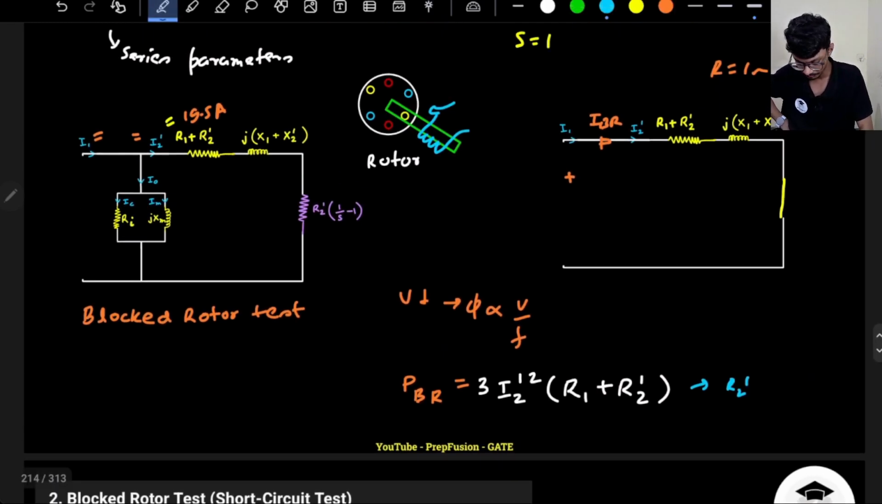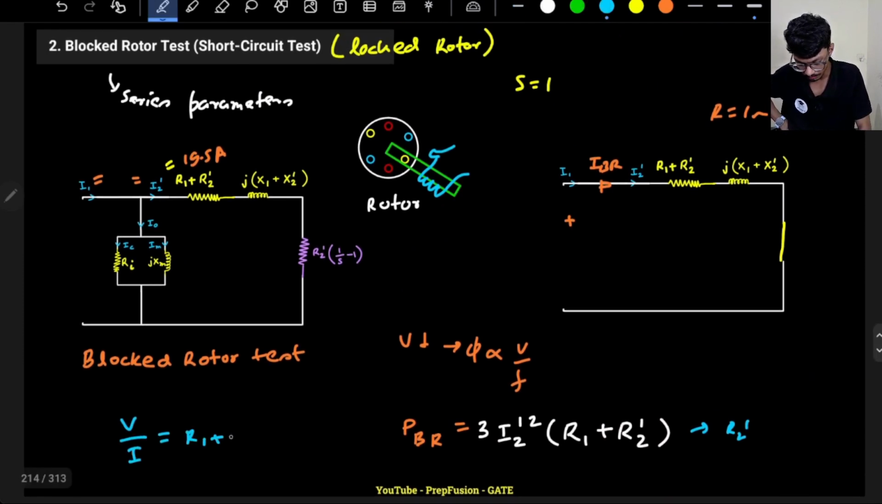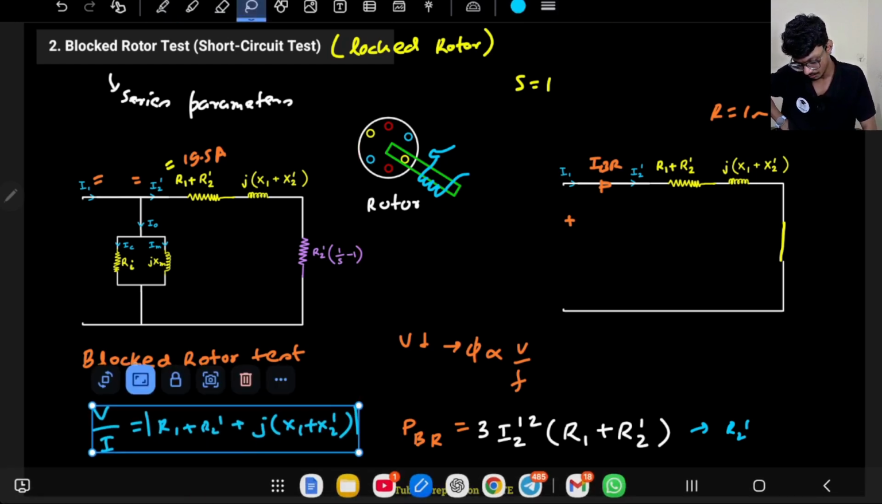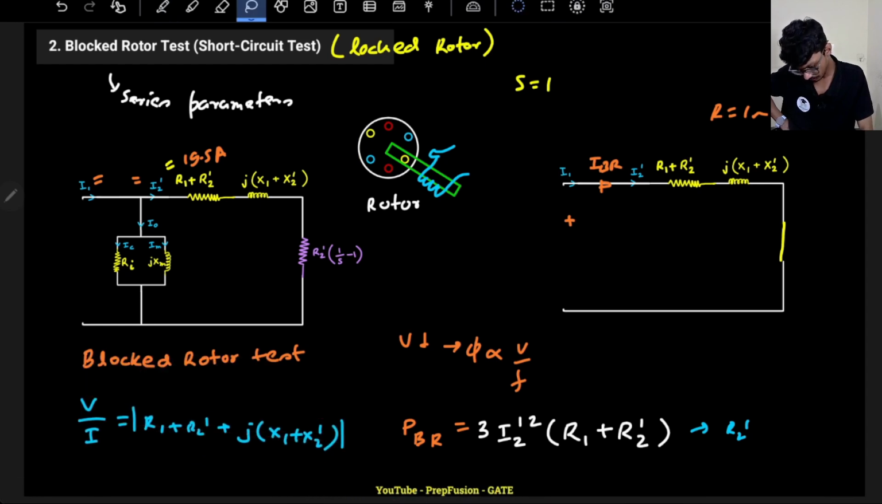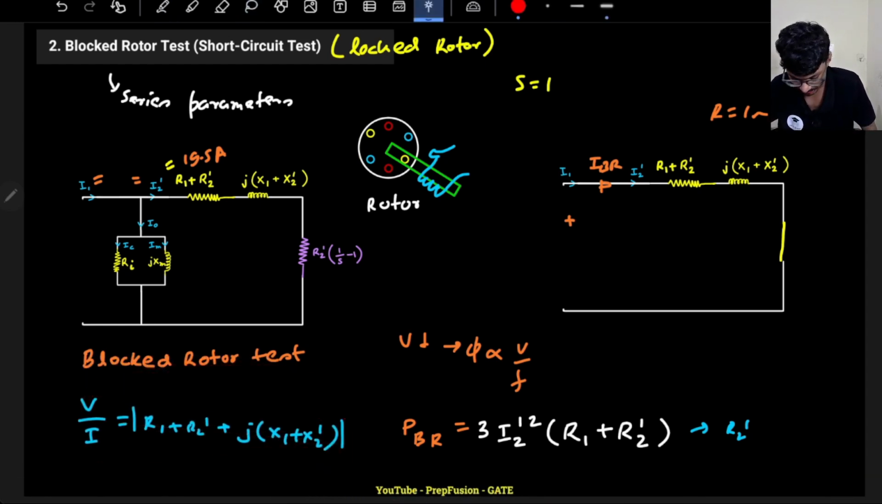The voltmeter will measure the voltage, and voltage divided by current will give me the total impedance. What is it? It is R1 plus R2 dash plus j into X1 plus X2 dash, basically the magnitude of this, right? So that is what my voltage and current will give me. Okay, so these are the things you have understood.